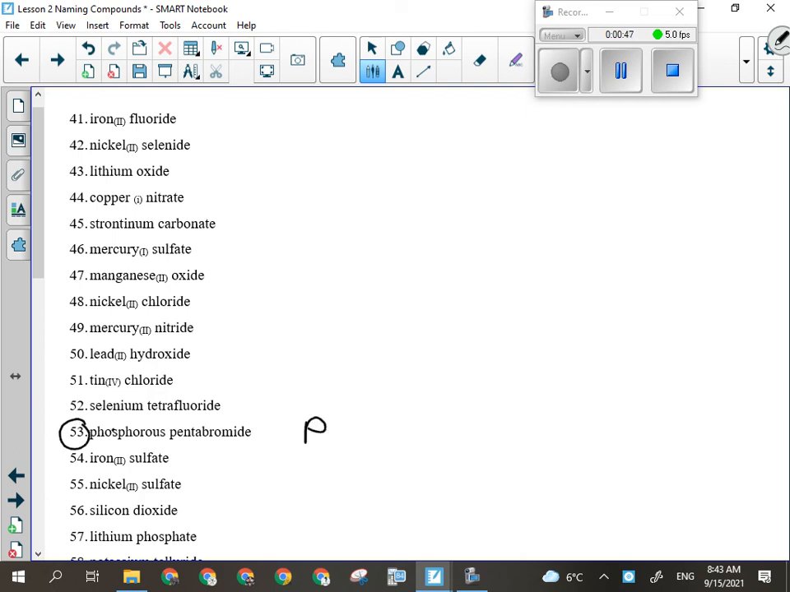Okay, the symbol for phosphorus is P. Since there's no prefix, there's only one. Okay, and bromine, Br. Right, and how many bromines are there? 5. Penta means 5, right? And I'm done. I don't have to worry about dropping and swapping. I don't have to worry about charges or anything like that. Molecular ones, I just go with the prefixes.